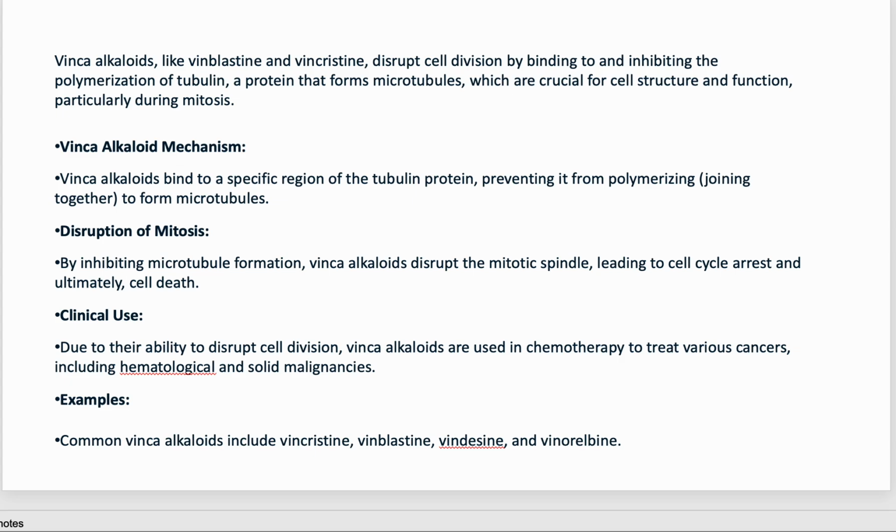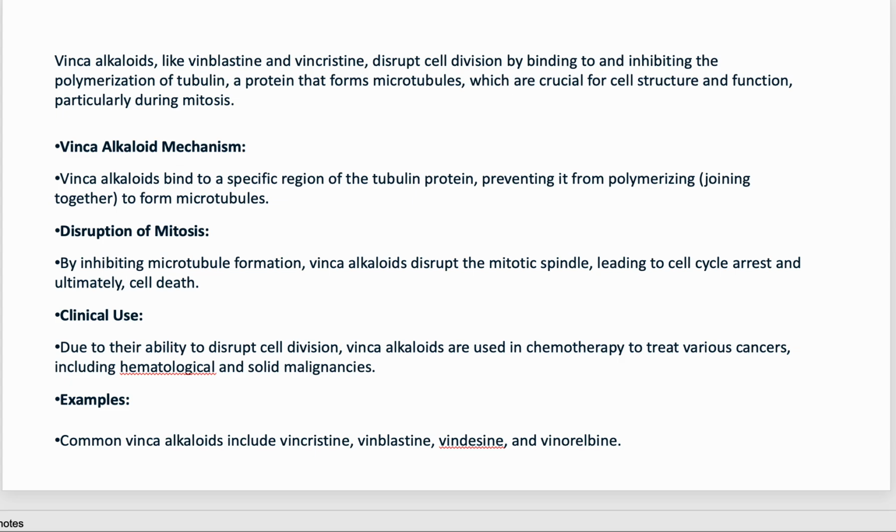Yes, it's written there. So the vinca alkaloid mechanism, we'll discuss that. It binds to a specific region in the tubulin protein, preventing it from polymerizing, like coming together and forming microtubules. This leads to disruption in mitosis. By inhibiting microtubule formation, it disrupts the mitotic spindle. It's unable to form the mitotic spindle, which leads to cell arrest and ultimately cell death.